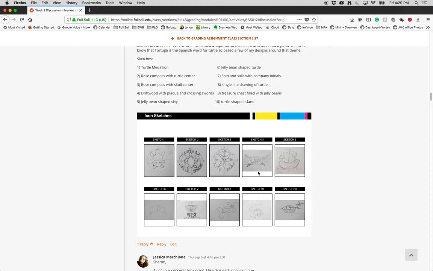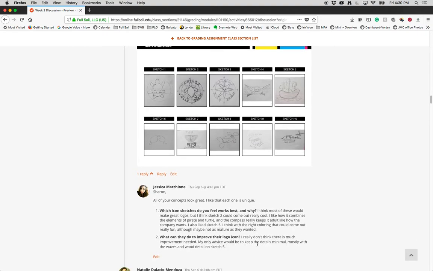Think your Full Sail logo. That's what you want to be modeling your logo structure after. So this one obviously jumps out as the number one. I think the island is probably another option. I like the pirate ship. I feel like it needs a little more development, but perhaps that could be your third.